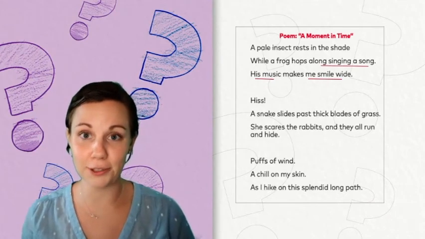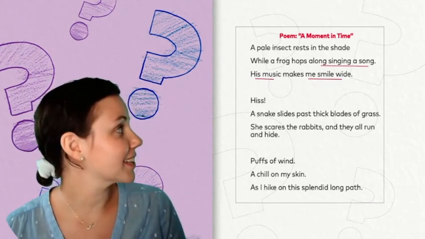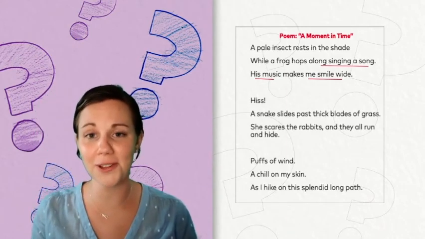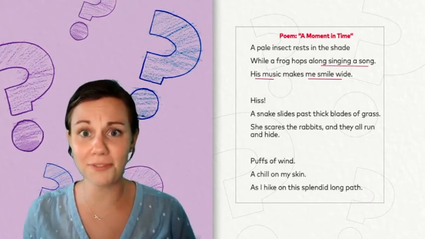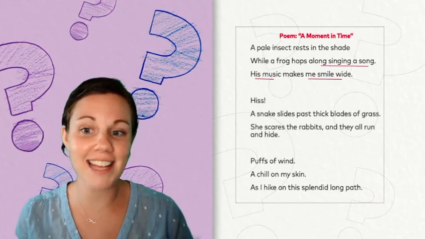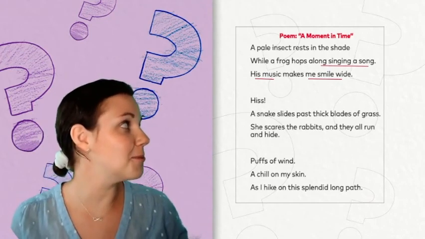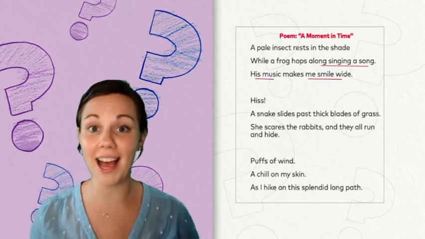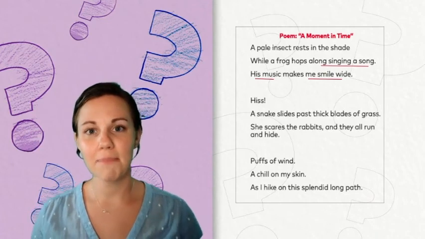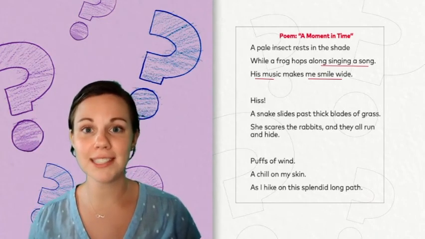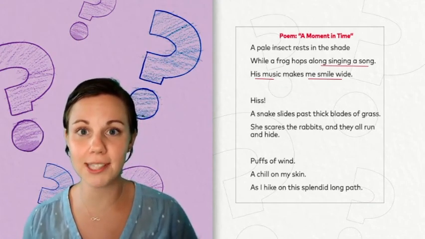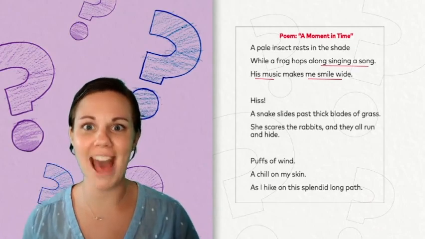My second clue says, his music. Again, music usually makes me feel good. This part of the poem feels happy to me. And our final clue says, smile wide. I know when I smile wide, it's because I feel happy. Because the author gave us these clues, it helps us to be fluent readers. We were able to use those clues to help our voice match the poem.